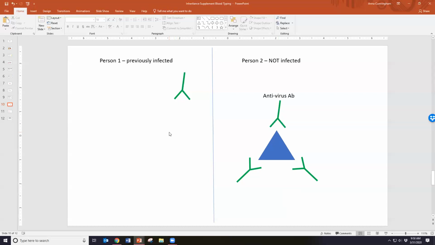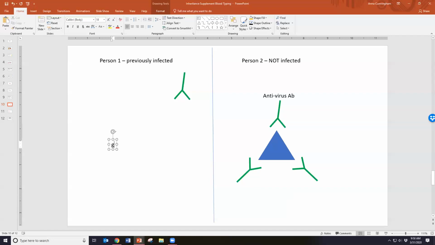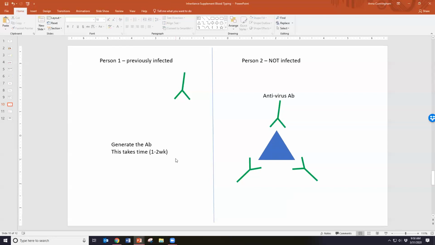So what happened in person 1 is that they had to generate the antibodies. This takes time. This can take a week or two to generate those antibodies. If we draw the antibodies and donate them to somebody that has the virus, they don't have to wait 1 or 2 weeks to generate those antibodies. They're already there. They're already available to fight that virus. Right. So that's the benefit.